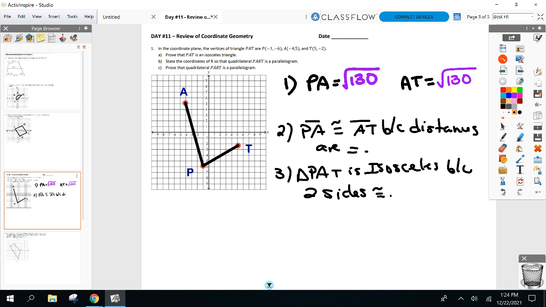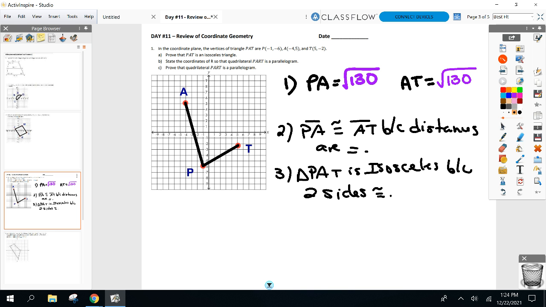Any issues getting a triangle to be isosceles using coordinate proof? Next part, part B. This is where you struggle. I know this for a fact. This is where you guys struggle. Find a missing coordinate that makes this into a parallelogram. So put point R somewhere, so this is a parallelogram. Let's make it easy on ourselves. What do you know about opposite sides of a parallelogram? Congruent and parallel. So that means to me that AP and TR, wherever I put it, R, should have the same what, if they are parallel? Slopes. Yeah, they should have the same slopes.